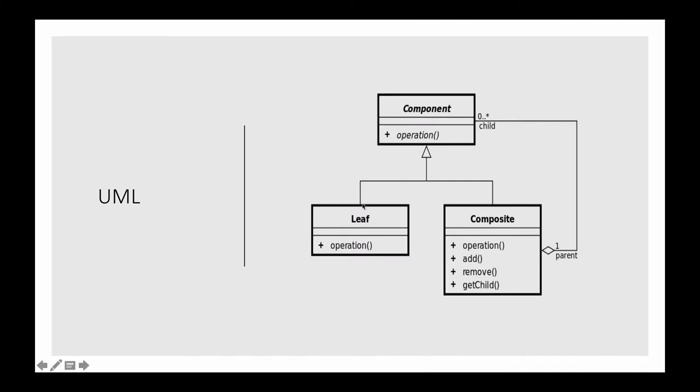So we will expose all the functionalities in a component interface, and all these leaves and composites will derive from this component interface. And this composite will have a list of components, which will create a tree kind of structure, where each composite has a list of components, and each composite in the list has again a list of components, and so on and so on. So this actually creates a tree kind of structure.